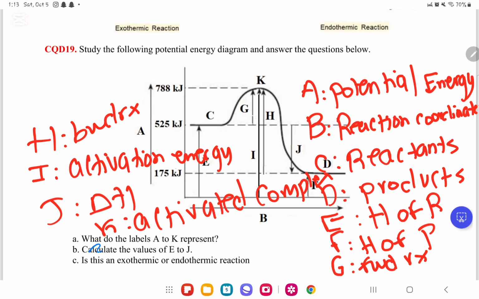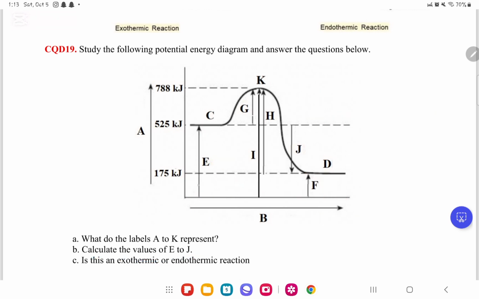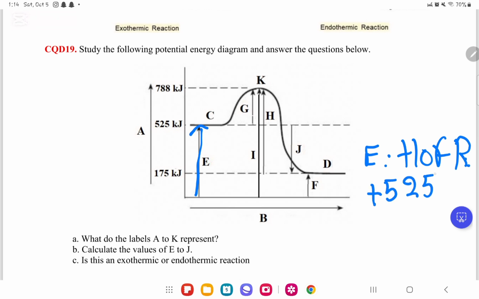Now they're telling us to calculate the values of E to J. So first of all, E is the heat of our reactants. To calculate it, we're going to take it from the bottom. The bottom over here is 0. And then we're going to go all the way to where it stops. So the value of E, the heat of reactants, is plus 525 kilojoules. Why do we say it's plus? Because it's going from the bottom all the way to the top.